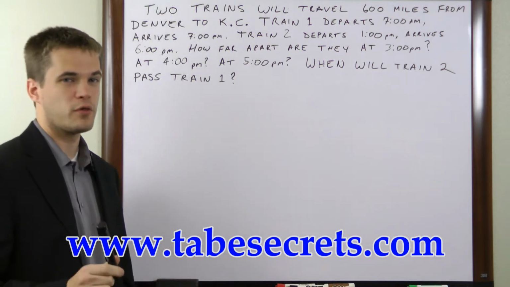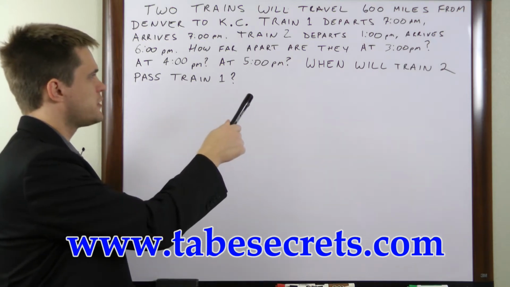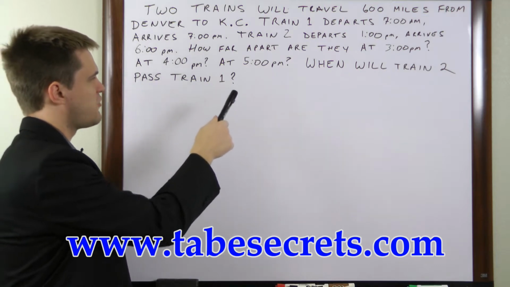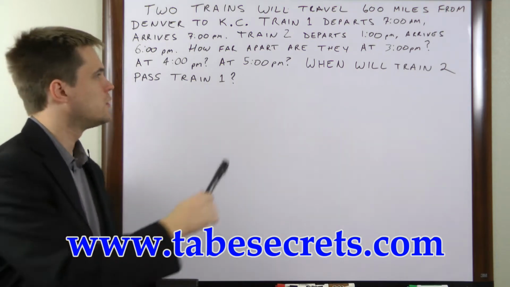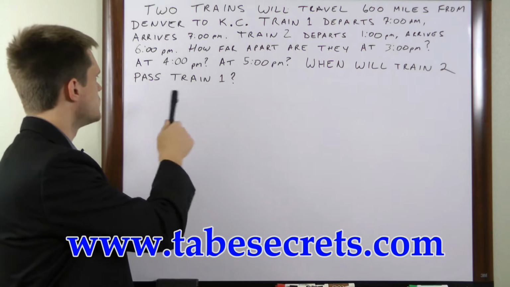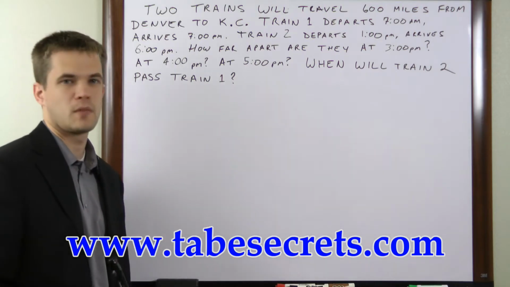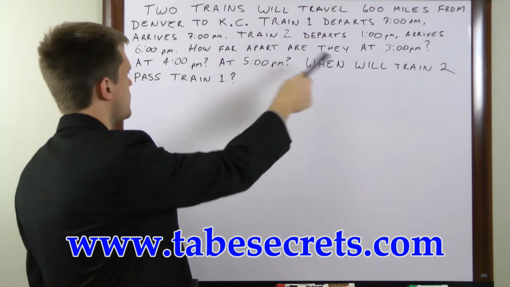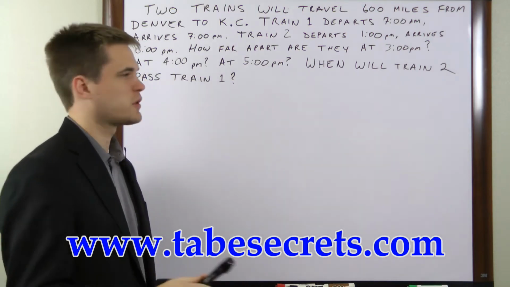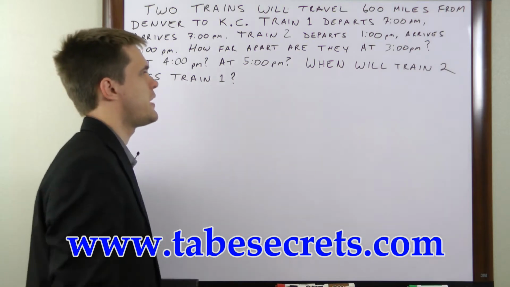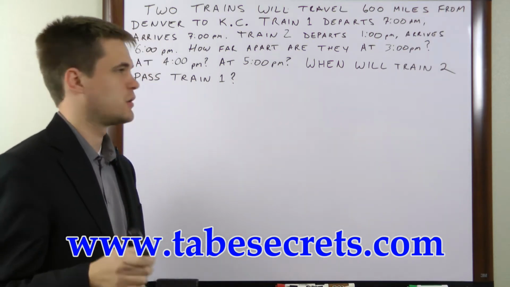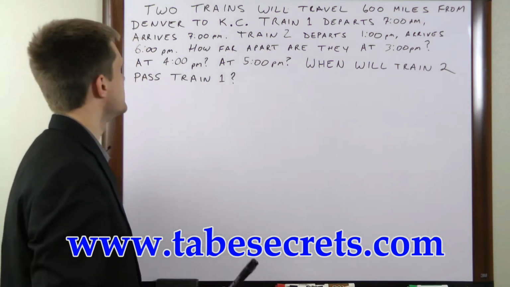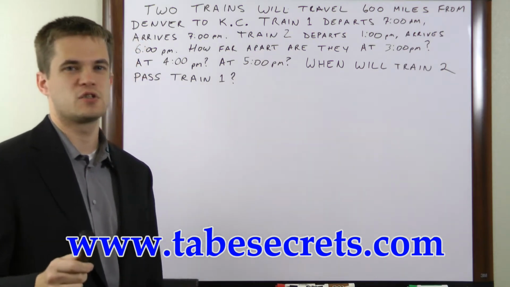And we're asked 4 things. How far apart are the trains at 3 p.m., at 4 p.m., and at 5 p.m.? And when will train 2 pass train 1? So, first we're going to find out how far apart they were at each of these 3 times, and then we're going to find an equation that'll tell us when they pass. So, the first step in figuring out how far apart the trains are is to calculate how fast each train is traveling.